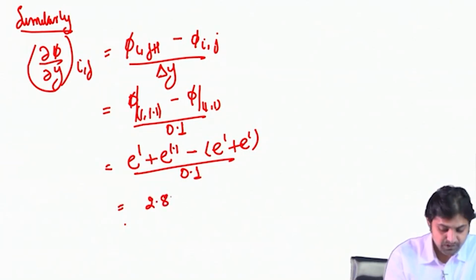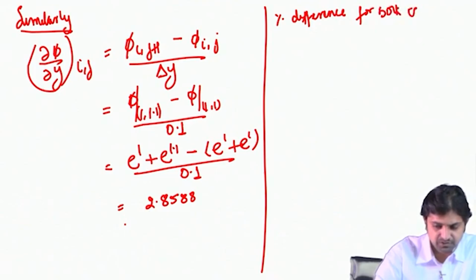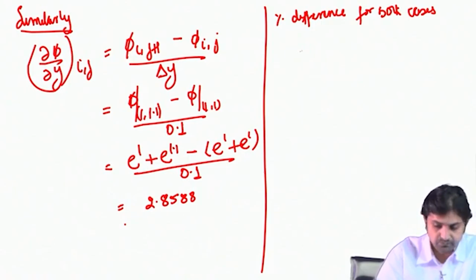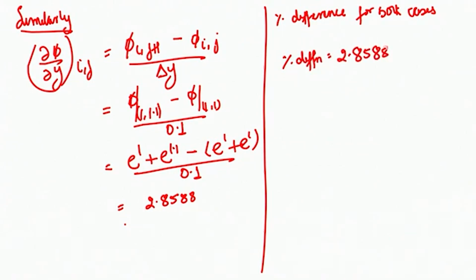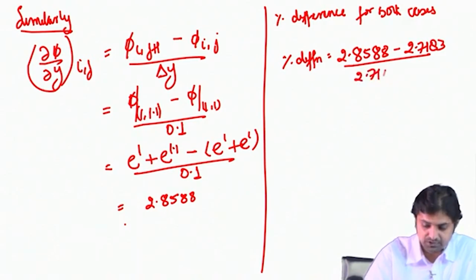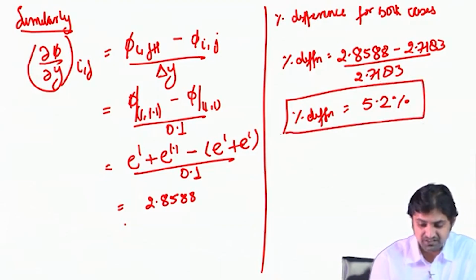This is 2.8588. So the percentage difference for both cases is 2.8588 minus 2.7183, divided by 2.7183, and this percentage difference comes out to be 5.2%.